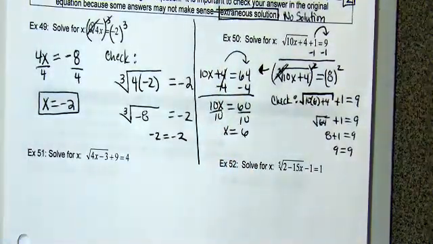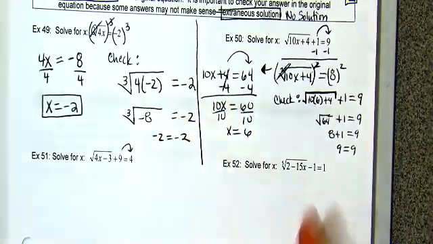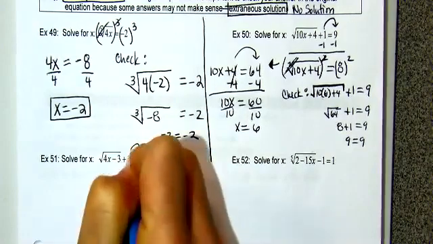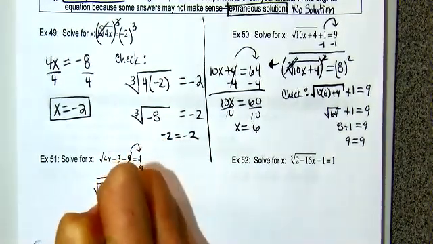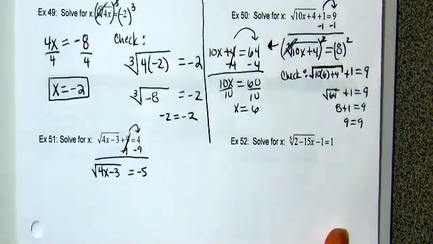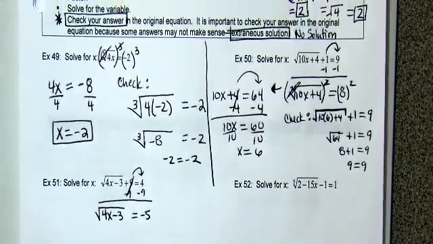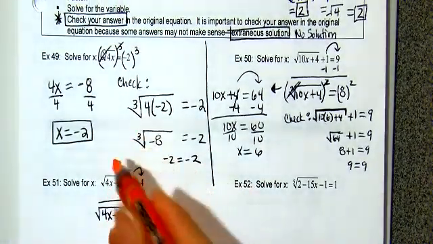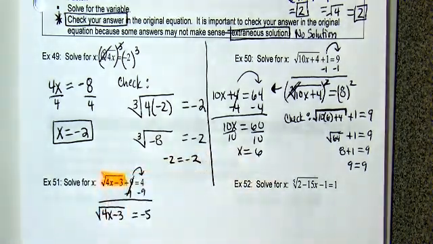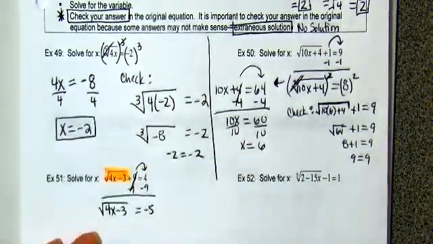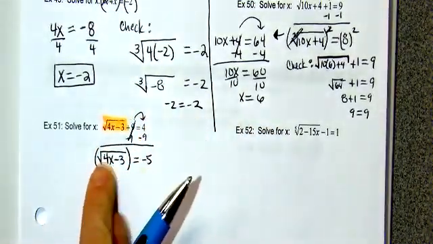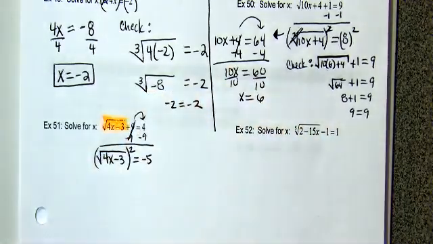Example 51, again, the first thing we would need to do is move that 9 over, so I'd be subtracting 9. So I have the square root of 4x minus 3 equals -5. After I have isolated that radical, because it's the term that has the radical symbol, I want to get it by itself on one side of the equal sign. After I've done that, then I can raise it to whatever the index is. Again, since this is a square root, we would be raising it to the second power.